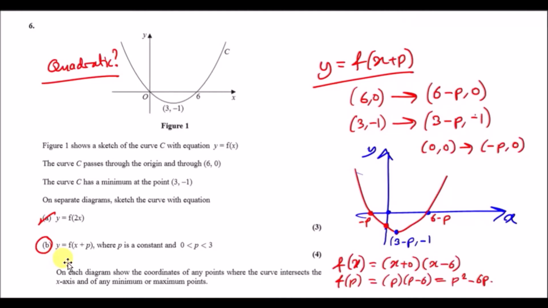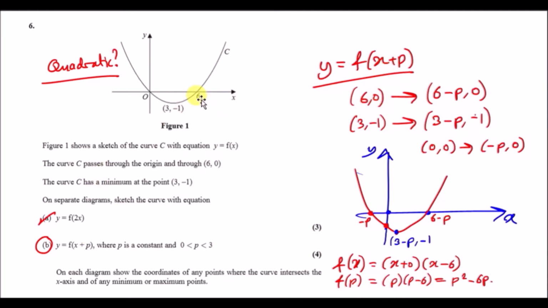Okay, part B now. So we've got to sketch y equals f(x + p). Now for this one, it gives you a constraint for p. It says that p is between 0 and 3. Another thing you need to note for these types of equations is that this is known as a translation. If you've got x plus or minus, it means you're working with the x and then you're doing the reverse of its sign. Instead of adding p across, you're going to move p to the left. So you're subtracting p from every single x coordinate.